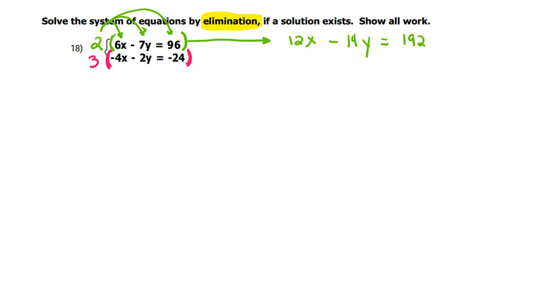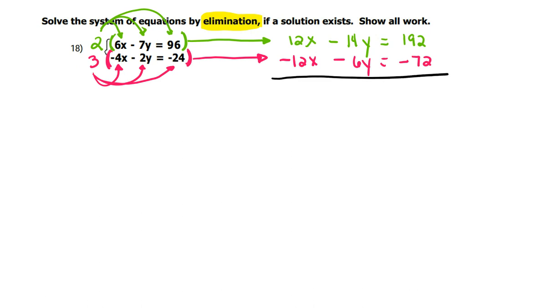192. And then the bottom one, I'll multiply everybody by 3 because you cannot violate the rule about solving equations, and what you do to one side you got to do to the other. So 3 times the negative 4 is a negative 12x. 3 times the negative 2 is a negative 6y. And 3 times the negative 24 is a negative 72. And I did all of that so that when I add my two equations together, the x's will cancel.